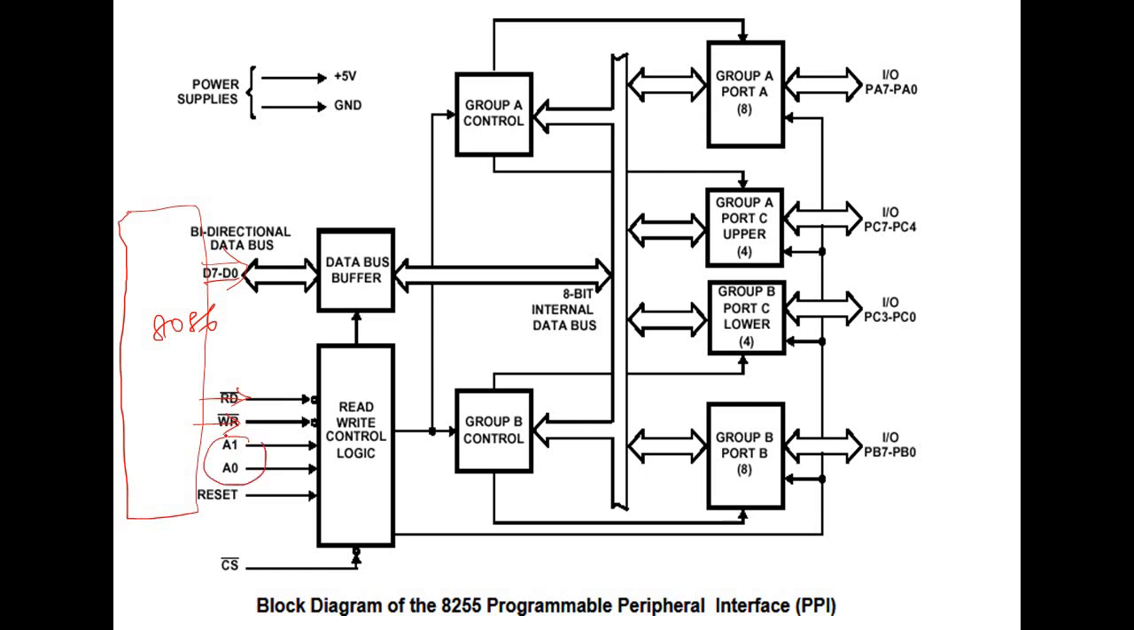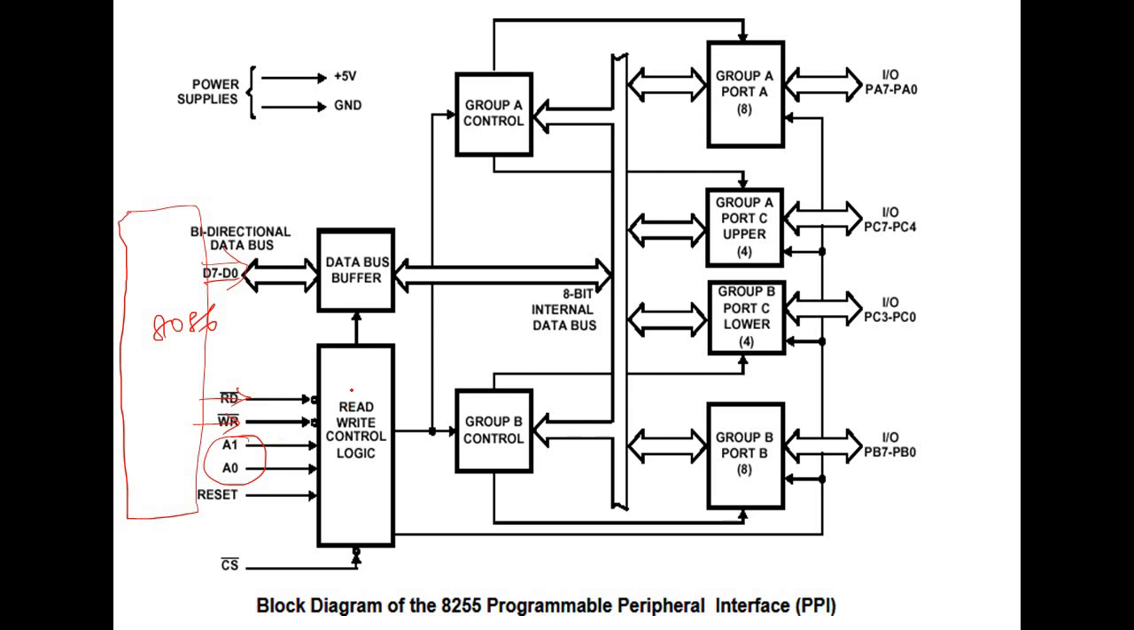This is to select the 8255, using the address lines of 8086, only 2 lines. So with that we can have 4 combinations, right? So by that 4 devices can be connected. Just to select, this A0 A1 is actually used.